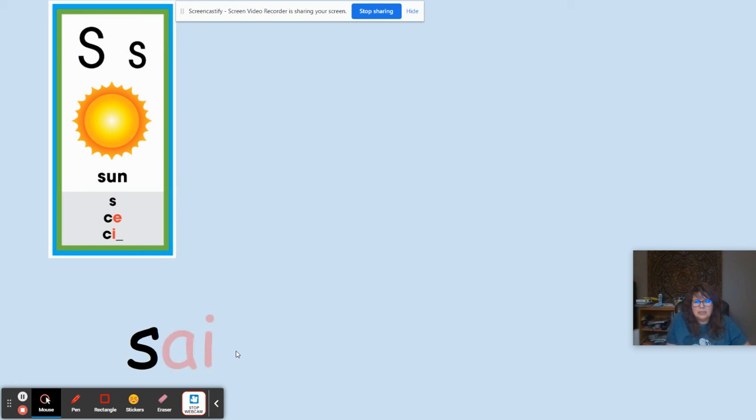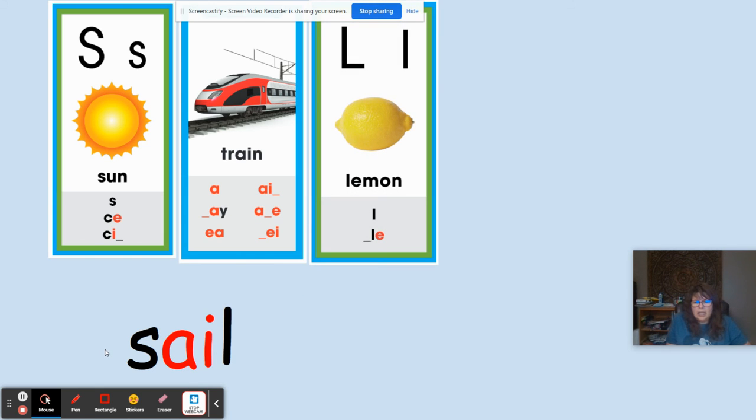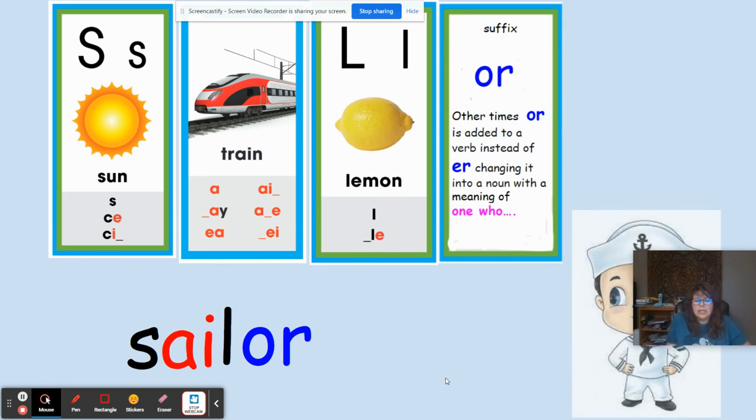S, like in sun. A, like in train. I, like in lemon. L. And the word is sail. Now we want to add the suffix or to make someone who sails. It's a sailor.